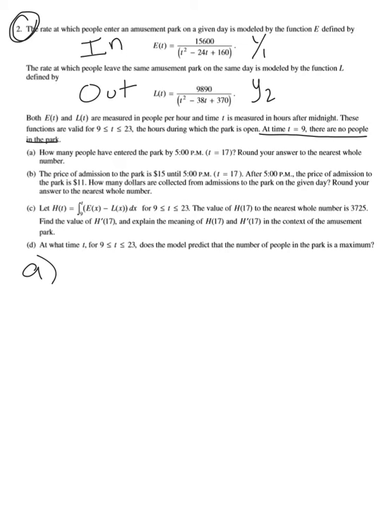How many people have entered the park by 5 p.m. or t equals 17, round to the nearest whole number. So we're only being asked about entering, right? We don't care about the leaving. So really the focus is E of t. So the integral, right? Because we're finding how many people. When you integrate a rate, you get a total amount. And it opens at 9, and at 5 it's 17.